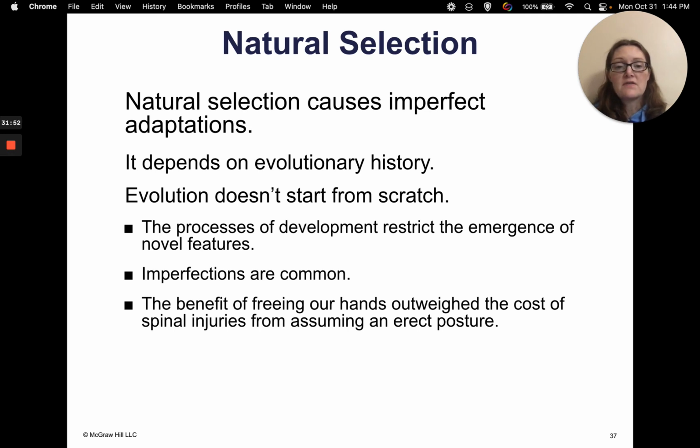The process of development restricts the emergence of novel features. Imperfections are common and normal. Things aren't always going to go the way they're supposed to. There's going to be mistakes in evolution, and that's part of the process.